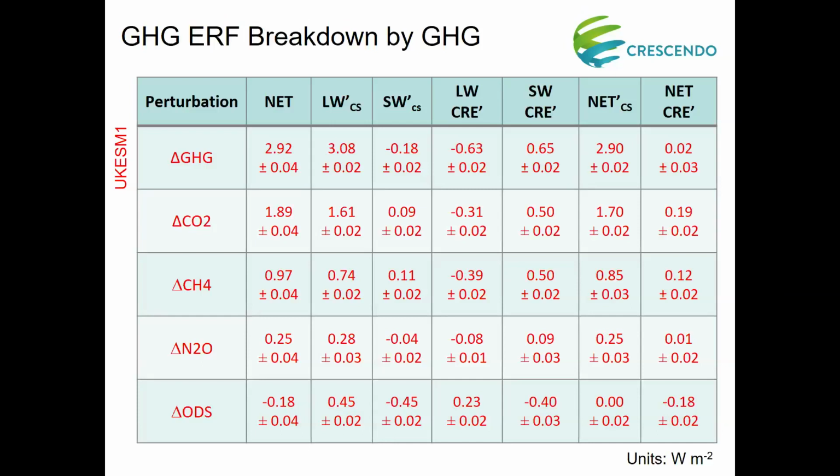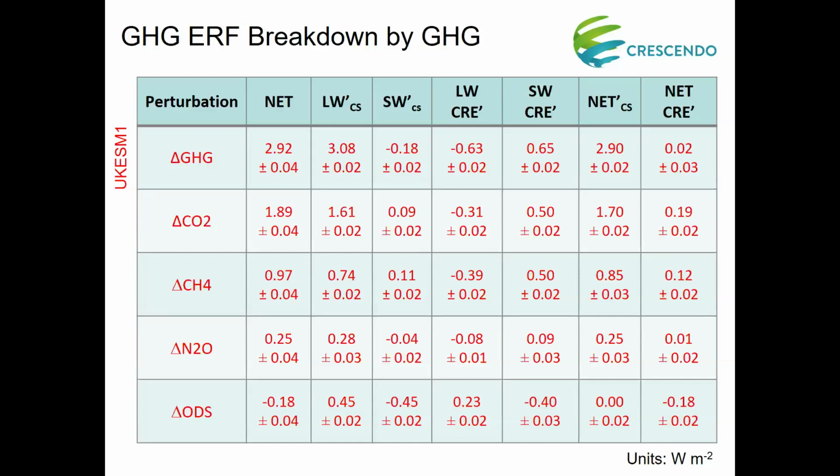So it means that we can use these individual greenhouse gas paired experiments, for example, for methane or for the ozone depleting substances, to look at the role or the potential role of Earth system processes and how they might contribute to the differences in the total greenhouse gas effective radiative forcing that we previously saw between the physical model and the Earth system model.